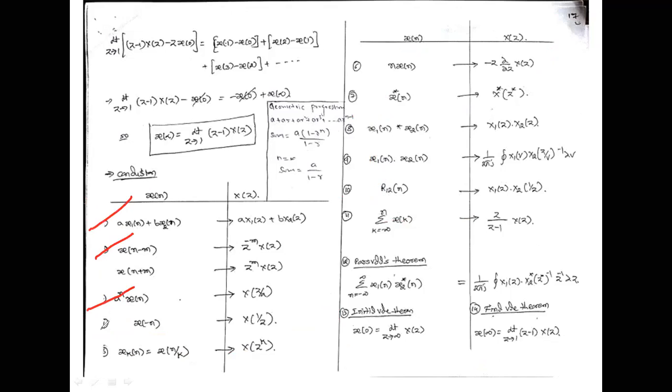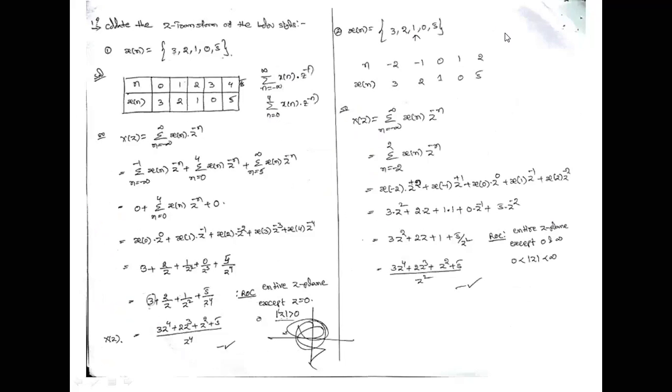1, 2, 3, 4, 5, 6, 7, 8, 9. And 10, 11, 12 properties. Got it, my students? Then in tomorrow's class, we can see some examples in the Z transformation. So any doubt up to these properties? Okay, thank you.